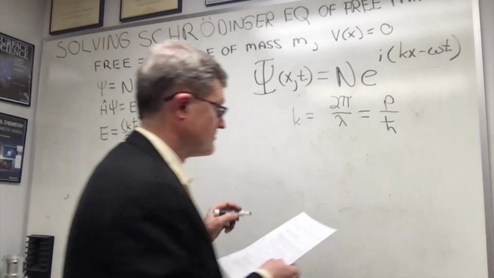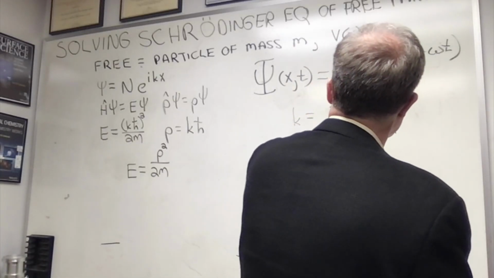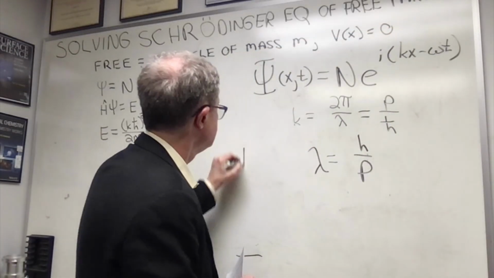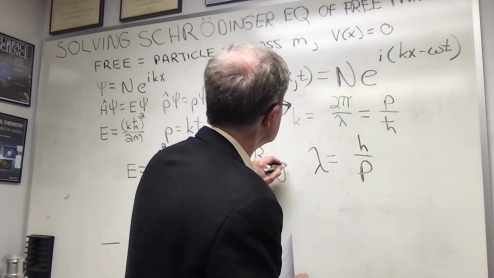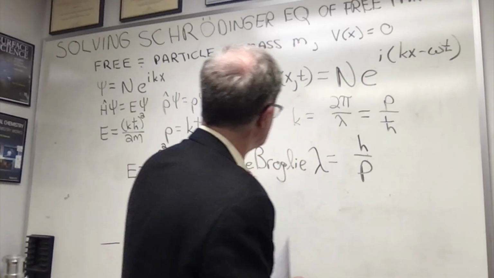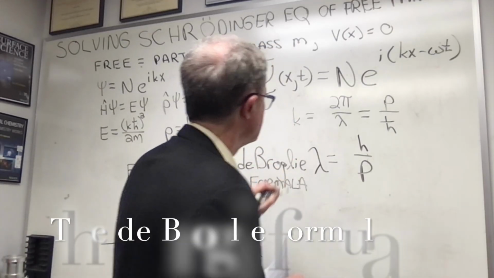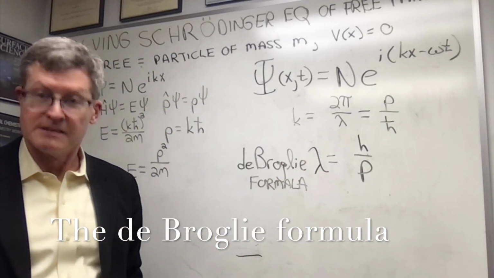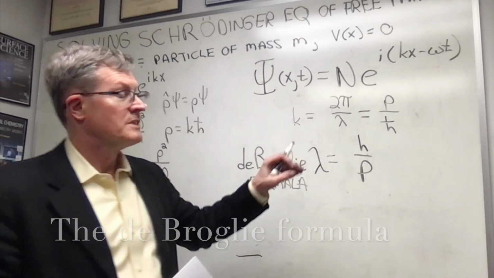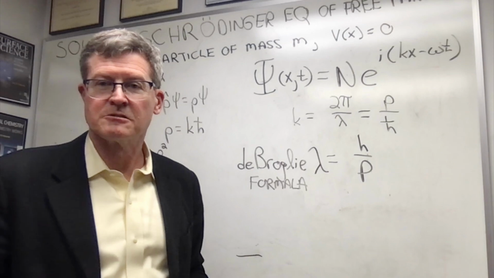Now we can solve that for lambda. Lambda equals h over p. And indeed, we have found the de Broglie relationship, the de Broglie formula for the wavelength of a particle as related to its linear momentum. So this quantum formula was hiding in the mathematics of classical mechanics all the time.